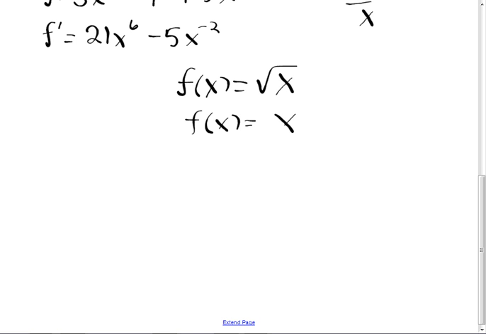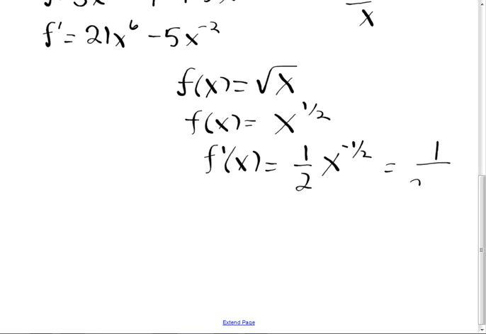Guess what? You can do this with fractions. So f prime of x is equal to 1/2. And then x, you subtract 1. What's 1/2 take away 1? That's the answer. If you don't like that, it looks like this.